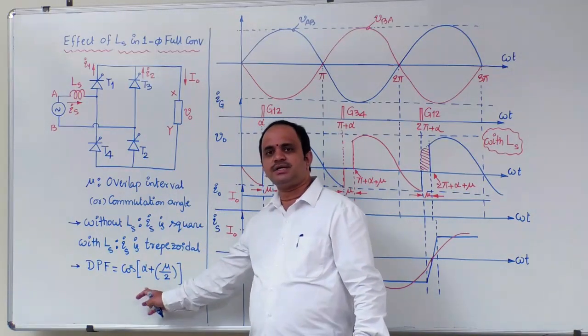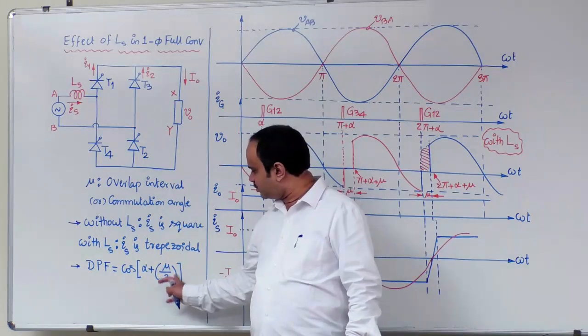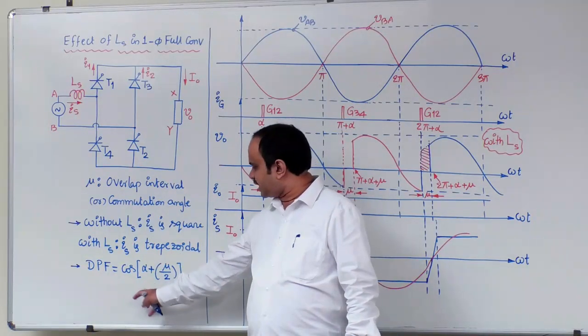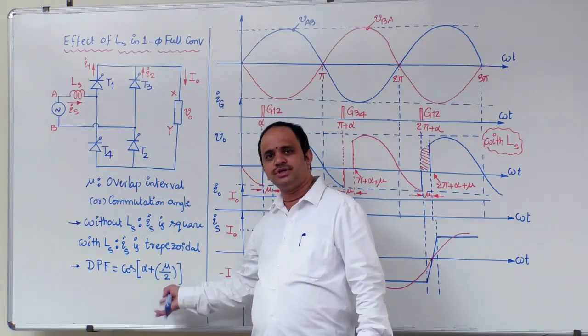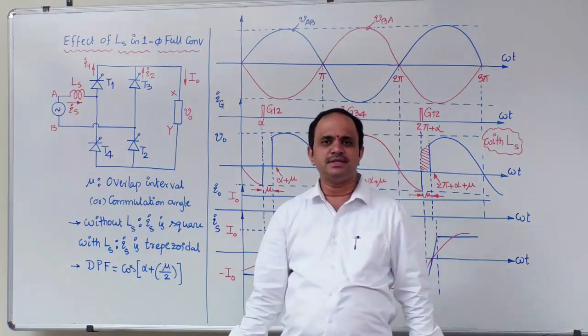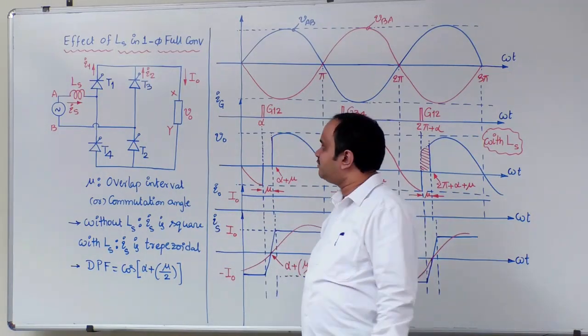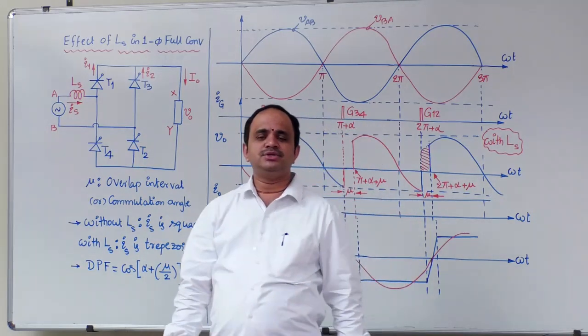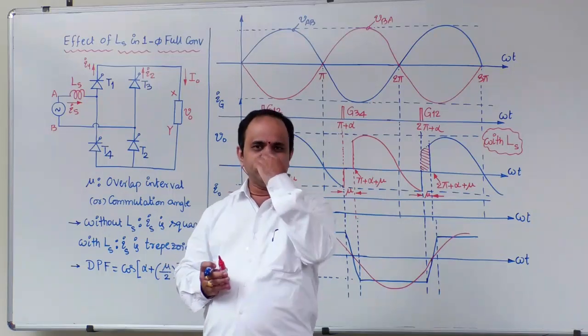It was simply cos alpha. Now because of this source inductance, we have mu also, so it can be calculated as cos of alpha plus mu by 2. If mu is equal to 0, then you will get the earlier formula, that is cos alpha. So these are the waveforms for the single phase full converter by taking source inductance into account. Now let us look into some equations.